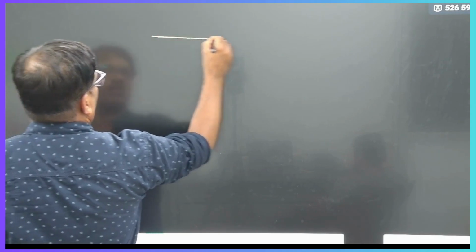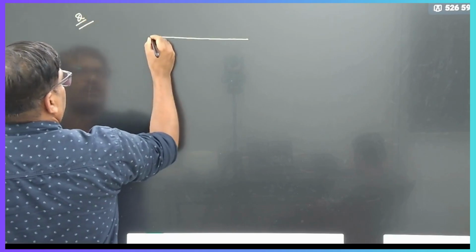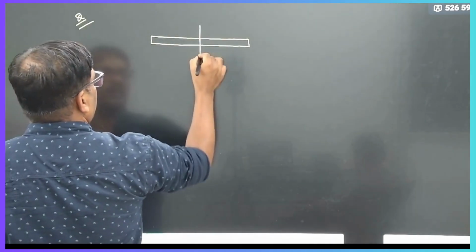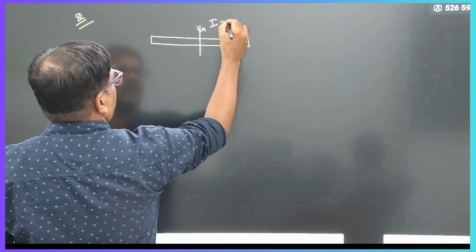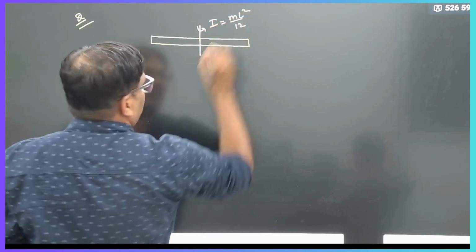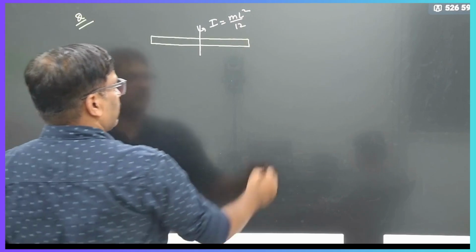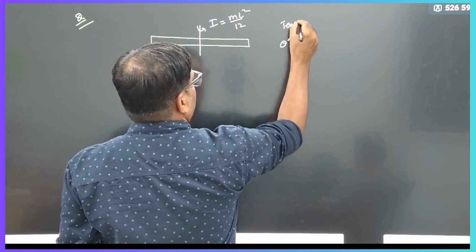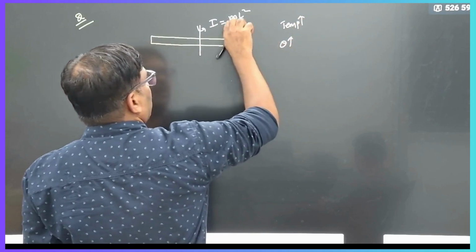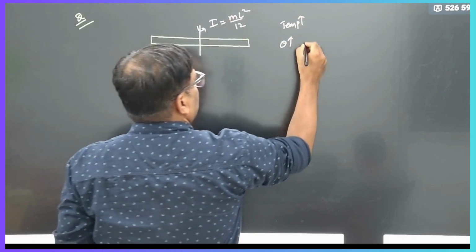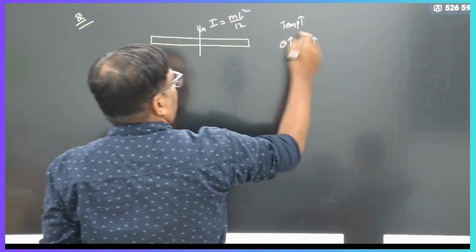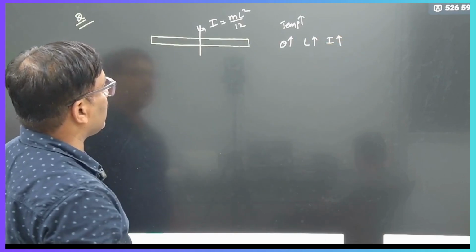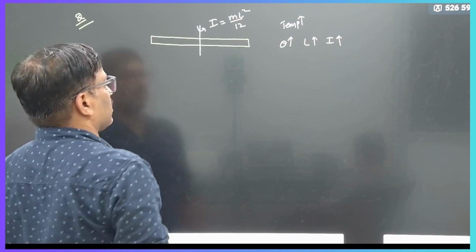There is one rod, you can take it like a question. This rod has mass m and length L, and it is rotated about the middle. What will be the moment of inertia? That is mL square by 12. When temperature is increased, what will happen? The length of the rod increases. When length increases, moment of inertia, being directly proportional, will increase. So temperature increases, moment of inertia increases.